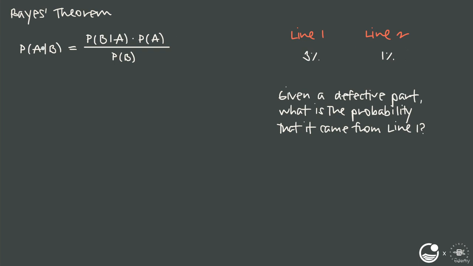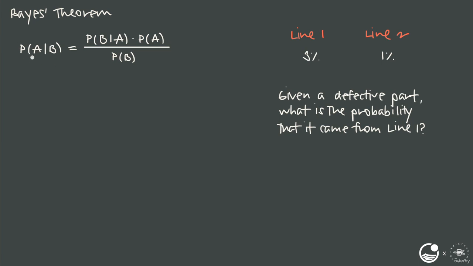So to use Bayes' theorem to answer a question like this one, the first thing we always need to do is identify event A and event B, right? Our Bayes' theorem formula is given to us in terms of events A and B. We need to now assign those things real names so that we don't get confused. So this is saying, given a defective part, what is the probability that it came from line 1? And Bayes' theorem allows us to calculate the probability of A given B.